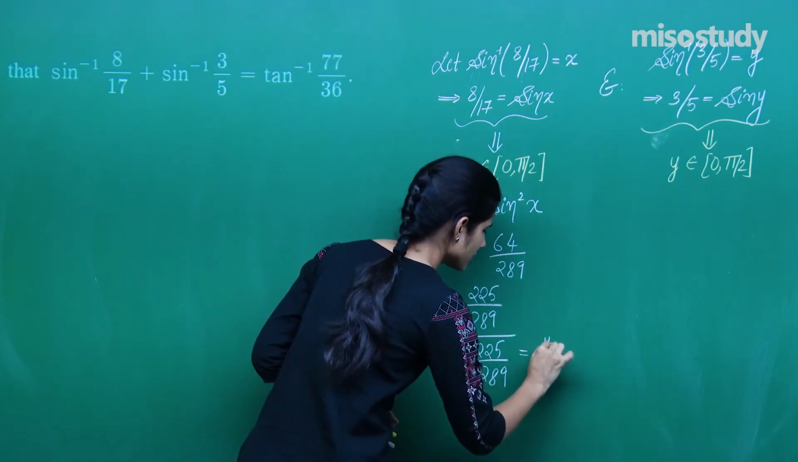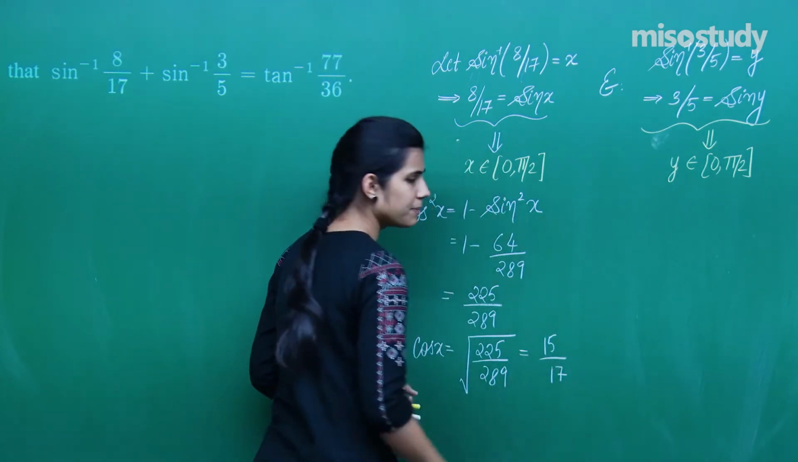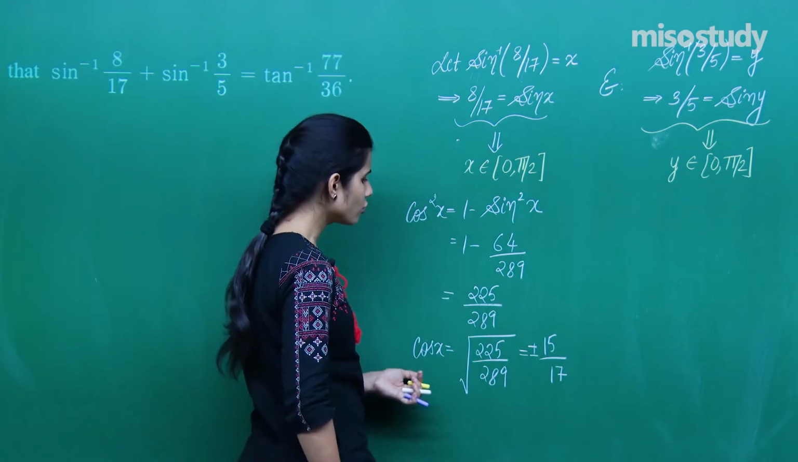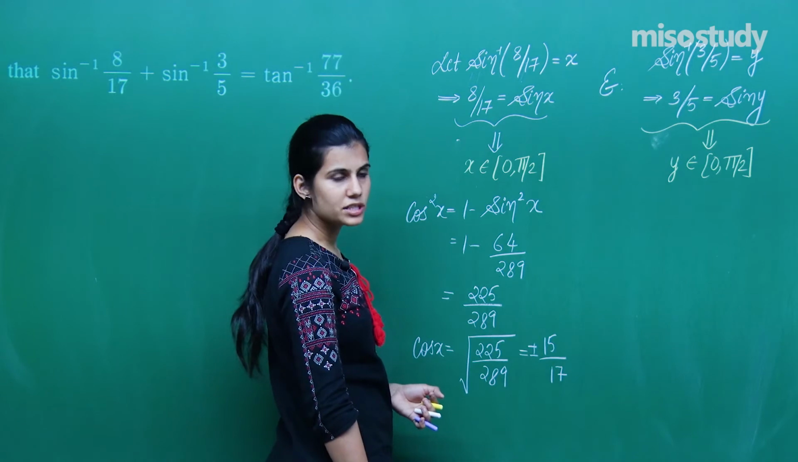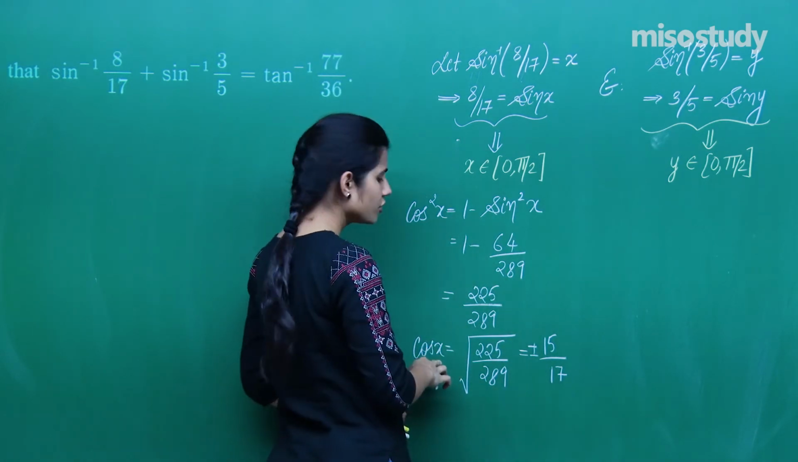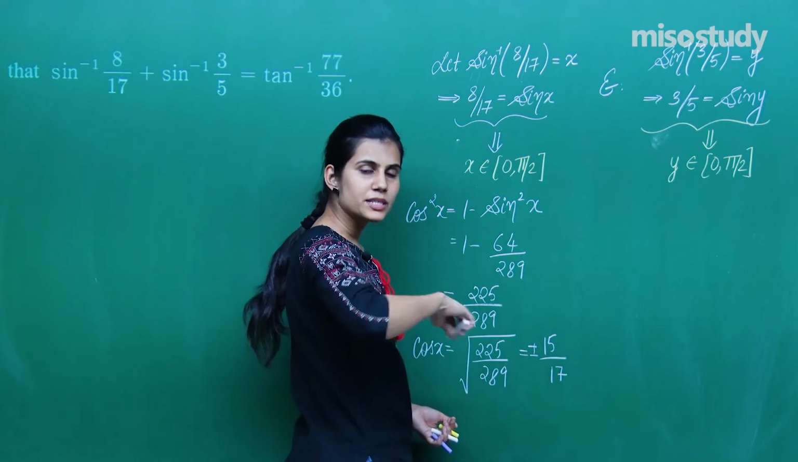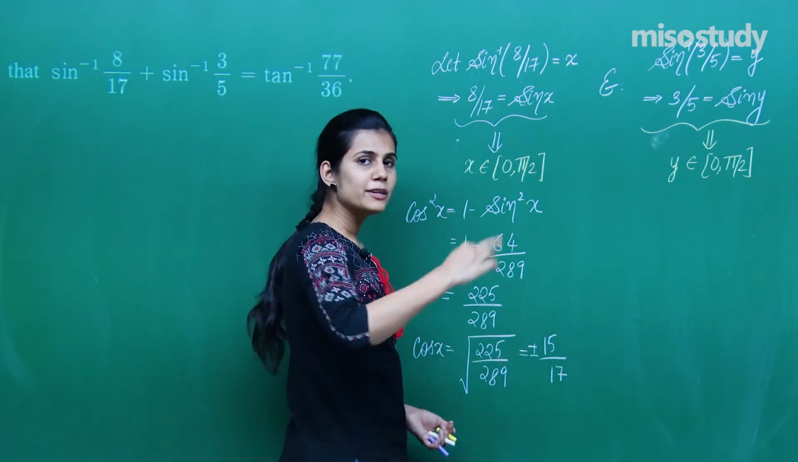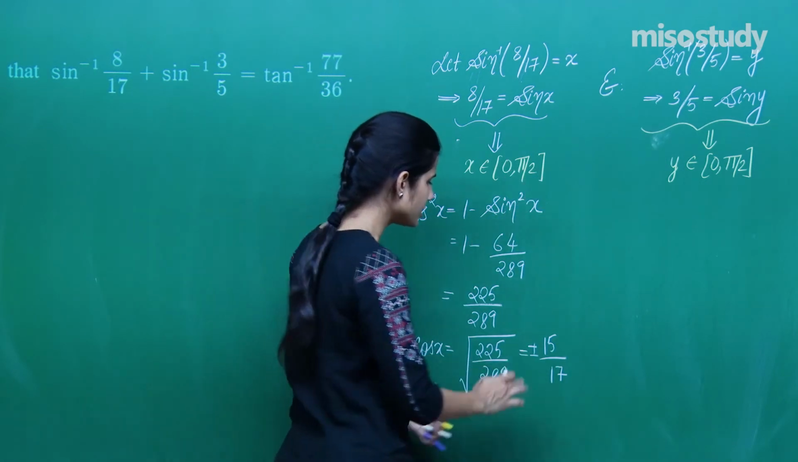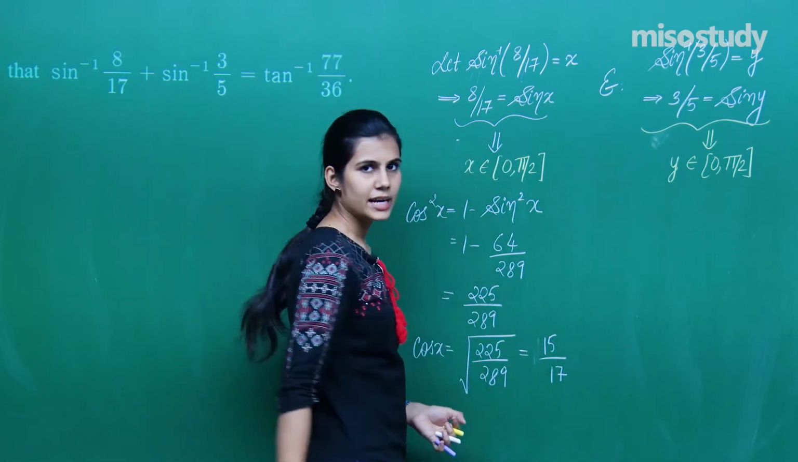which is 15 by 17 with a plus and minus sign, but I am not interested in the minus sign because I know cos x will be 15 by 17 with a positive sign, because x is coming from 0 to pi by 2, where cos x is positive, while from pi by 2 to pi it is negative. So a plus sign prevails over here.